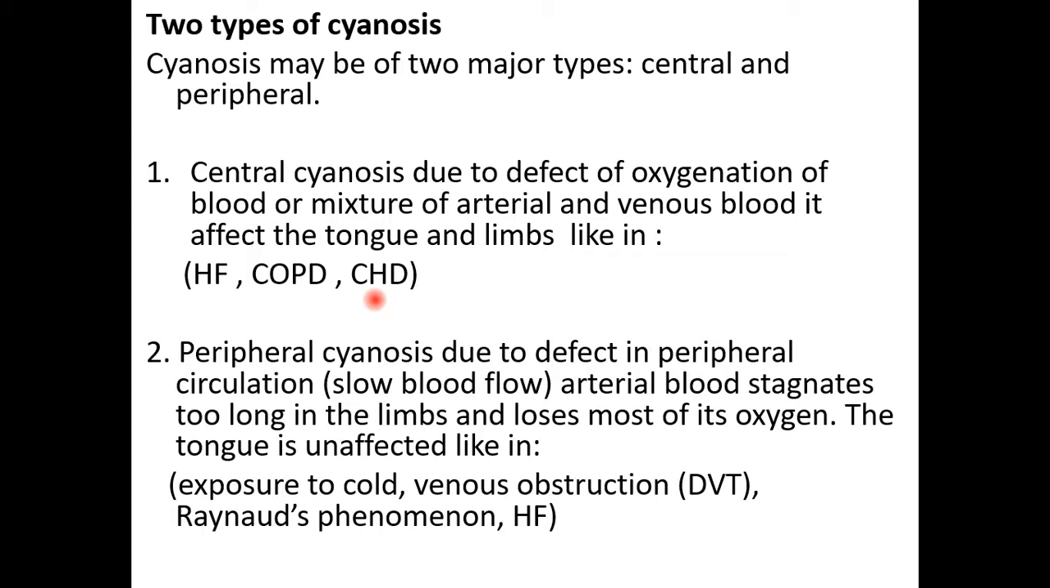In peripheral cyanosis, it is due to a defect in the blood flow, a defect in the peripheral circulation. Arterial blood stagnates too long in the limbs and loses most of its oxygen. The tongue is unaffected. For example, during cold exposure the hand becomes bluish, or with venous obstruction such as DVT, or Raynaud phenomenon, or heart failure. So heart failure can cause both central and peripheral cyanosis: central in the tongue and limbs, peripheral only in the periphery.